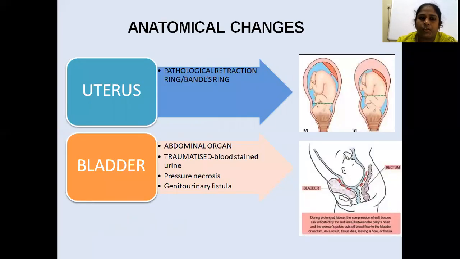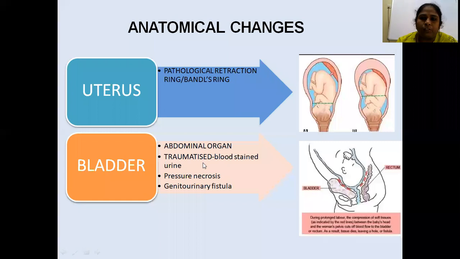Anatomical changes that occur in the uterus in case of an obstructed labor: the main thing is that a pathological retraction ring forms in the uterus. It is also called Bandl's ring. This is the Bandl's ring that is formed in the uterus.